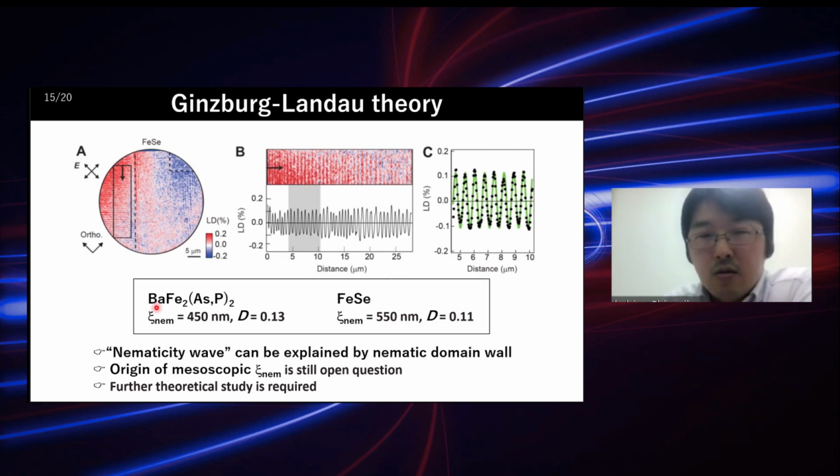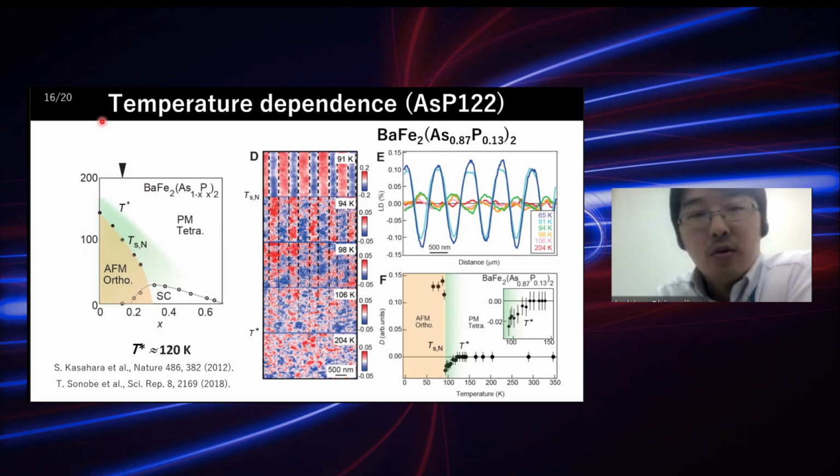So based on these results, we can say that the complicated nematicity wave can be explained by the nematic domain walls. And the origin of the mesoscopic design value, the coherence length, is still an open question. So we need further theoretical study for explaining these results. Then now I move on to the temperature dependence.